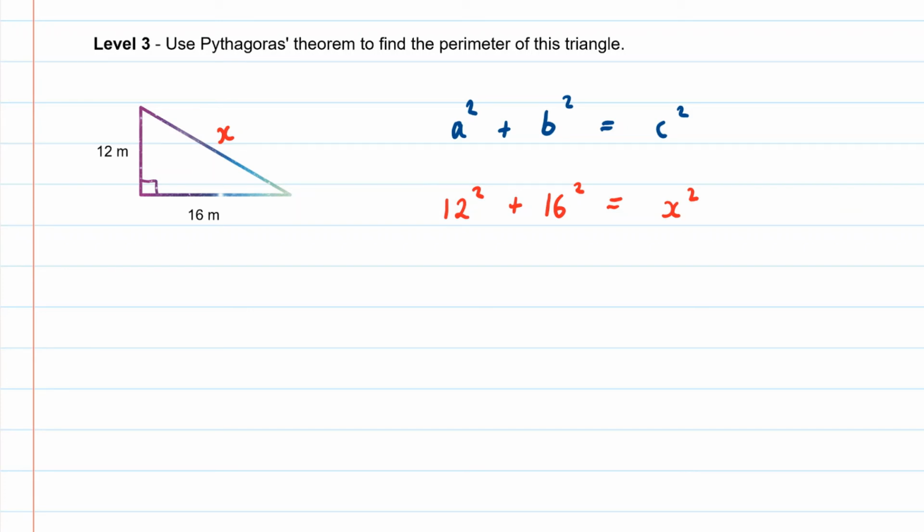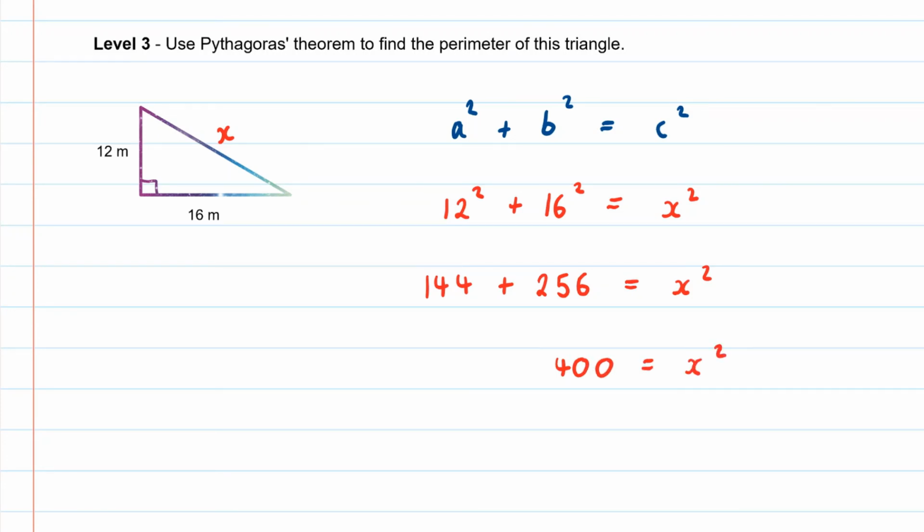All right, so 12 squared is 12 times 12, 144. 16 squared is 16 times 16. What's that? Like 256? Let me check. 256. I've still got it. All right, if we add those two together, we're going to get what? 400? Let me just double check. Yeah, 400. So we get 400 equals x squared.